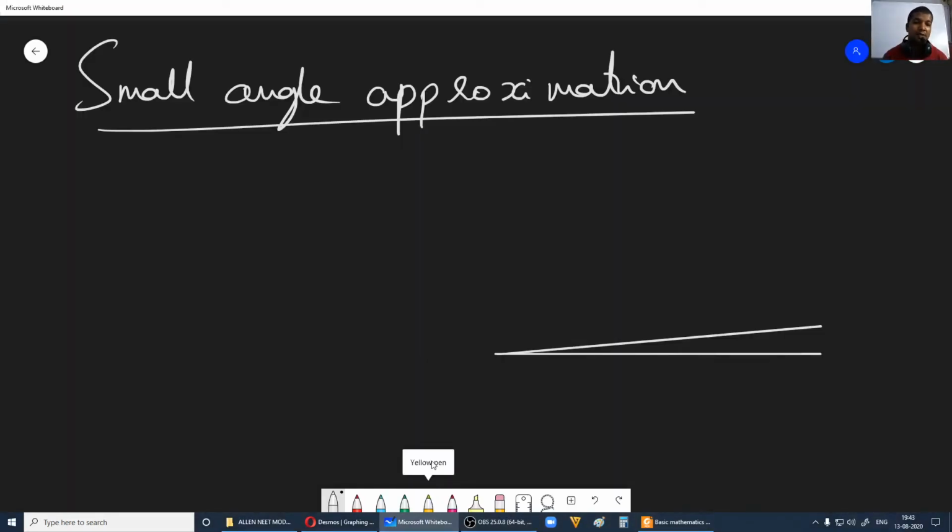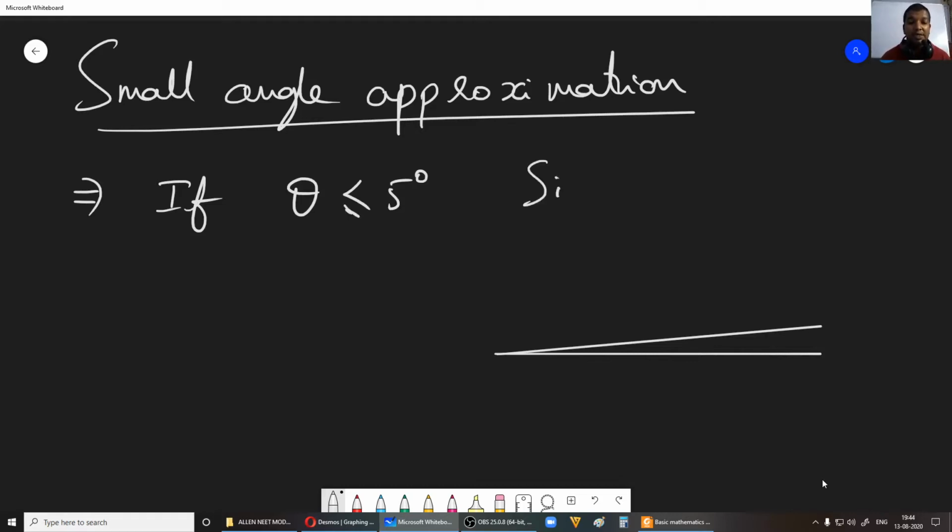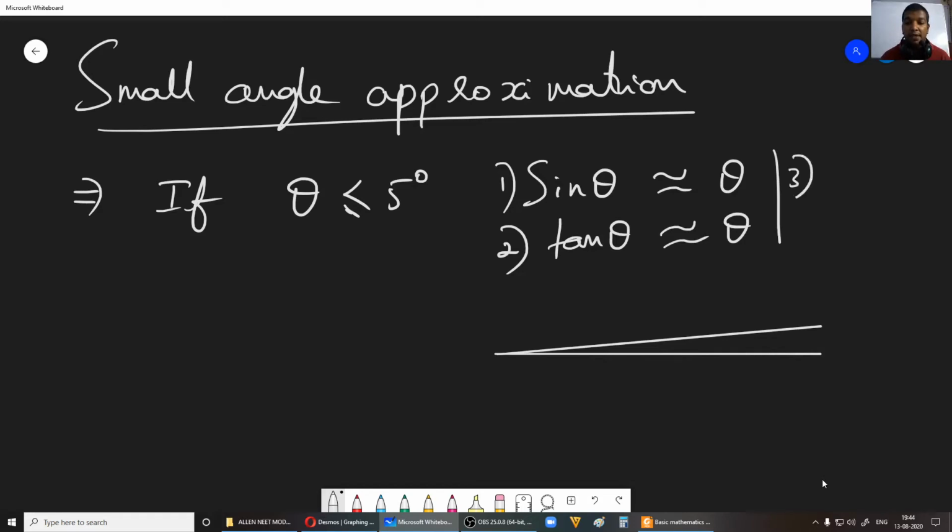Okay, the next topic is small angle approximation. This is really important, please take it down in your notes. Now what we will see here is that if theta is less than 5 degrees, or you can say up to 5 degrees, less than or equal to 5 degrees, you can say that sine theta is approximately equal to theta, first one. Second, tan theta will approximately be equal to theta, okay. Then finally third, cos theta will be approximately equal to 1, okay.